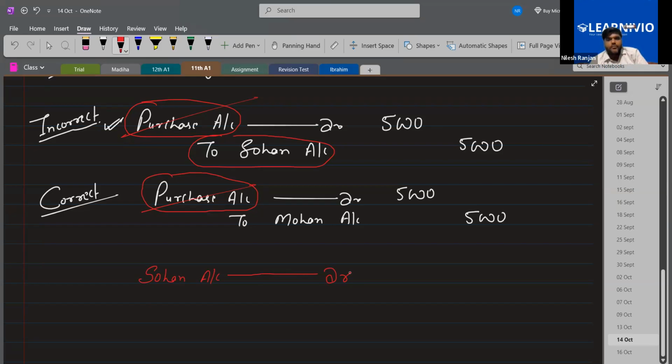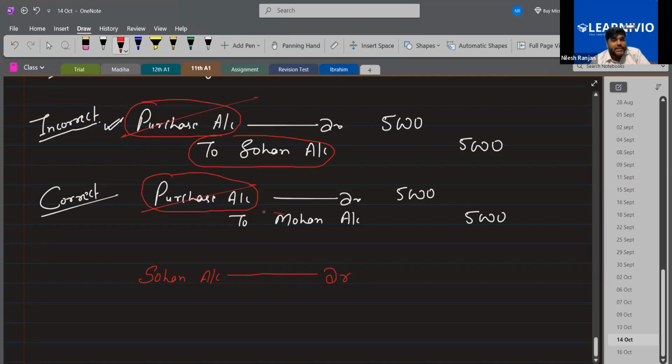Yes, sir. I told you in the closing entry also, items which have a debit balance, we have to write on the credit side to close the account. The same is happening with Sohan. We have written by mistake on the credit side of Sohan account, so now we are writing Sohan account on the debit side. So debit and credit will be cancelled. There will be no effect in Sohan account.